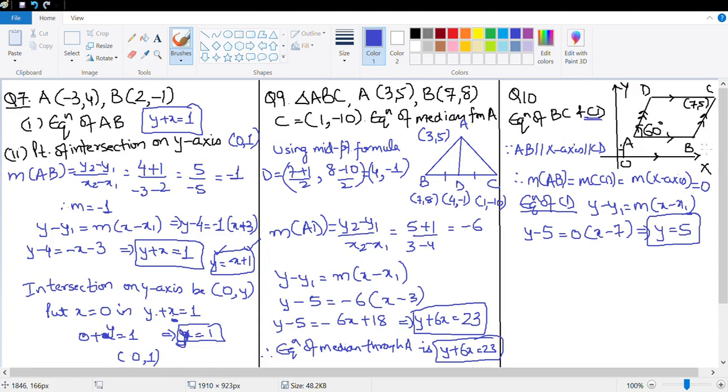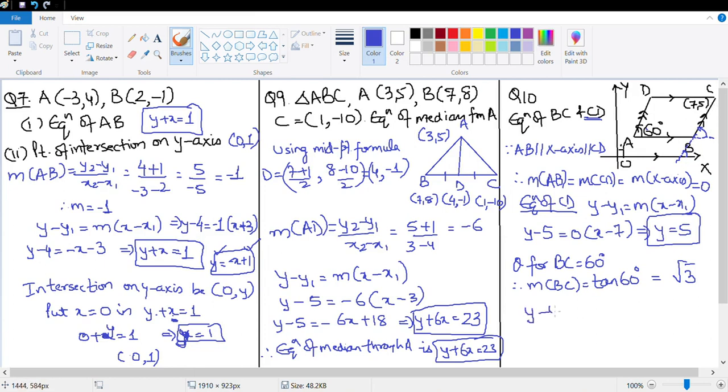If I extend it slightly, what angle will it make with the x-axis? Yes, this angle will be the same as this 60 degrees, because these are parallel lines and this will be a corresponding angle. So theta for BC is equal to 60 degrees. Therefore, the slope of line BC will be equal to tan 60 degrees, which means root 3. So the slope of BC is root 3, and I know BC passes through (7, 5).